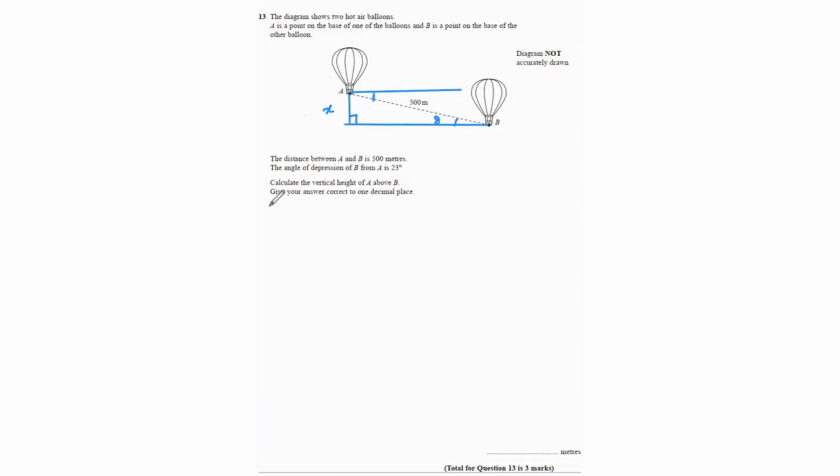And again, this is a right angle triangle. Theta is given as 23. So let me just write that. This is also 23. So we have the angle, we have the hypotenuse. We have to find the opposite. So we'll use sine. Sine 23 equals x over 500. Cross multiply. 500 times sine 23 equals x. So plug this in the calculator. That's 195.54 meters, correct to 1 decimal place. That is the vertical height of A above B.